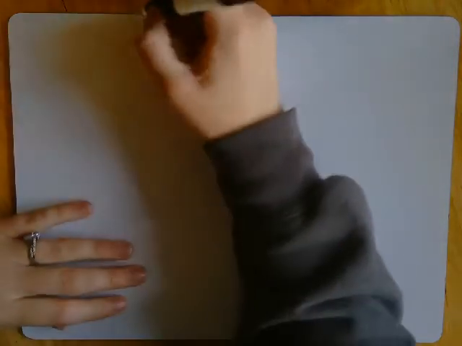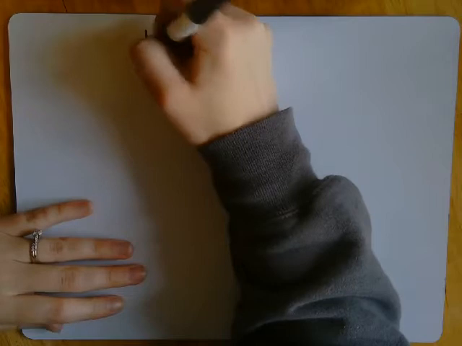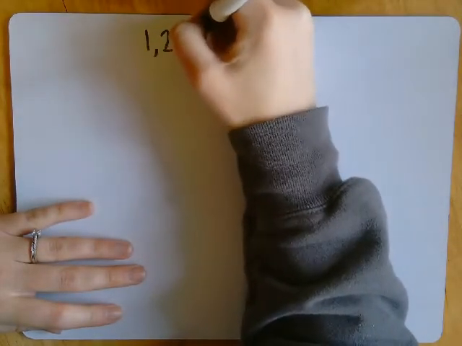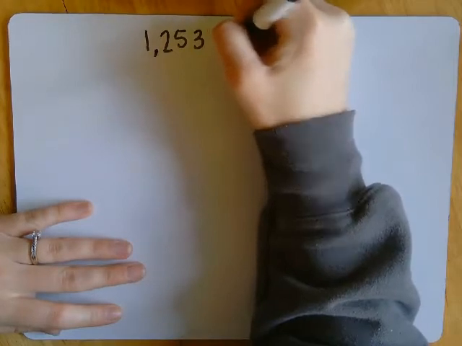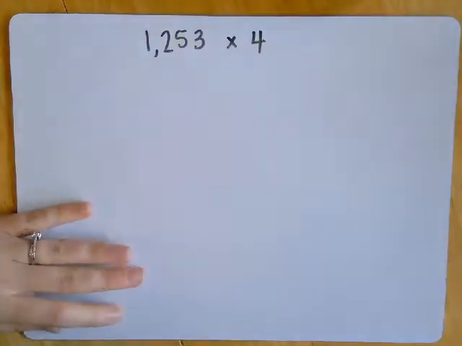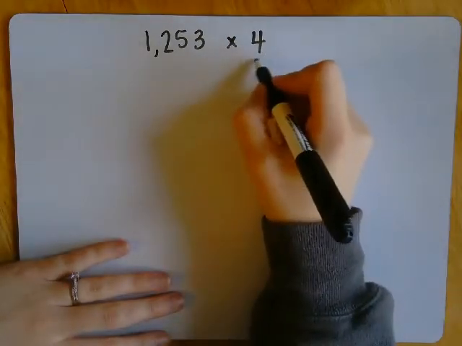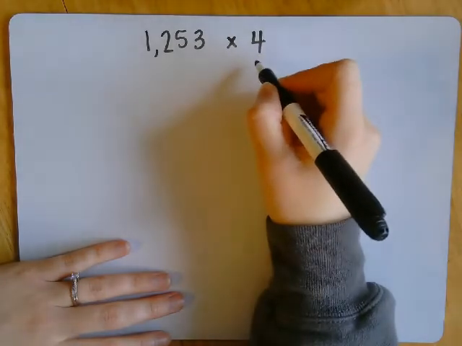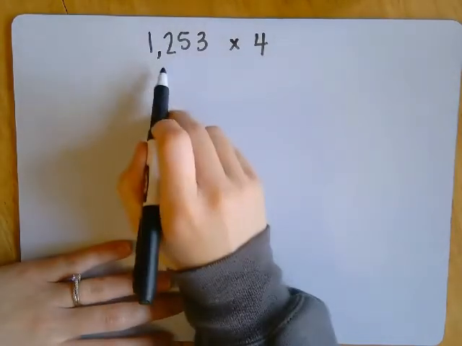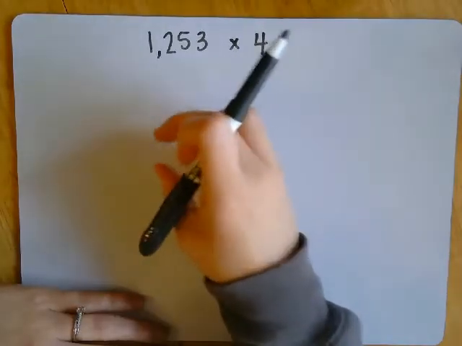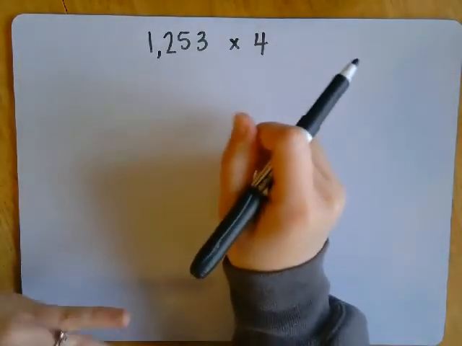For example, if I had 1,253 times 4, and I wanted to solve this using the area model. Remember, I already know one side is going to have the 4 because that is a single digit, but I need to split up this 4-digit number by place value so I can figure out the parts of my area model for that.